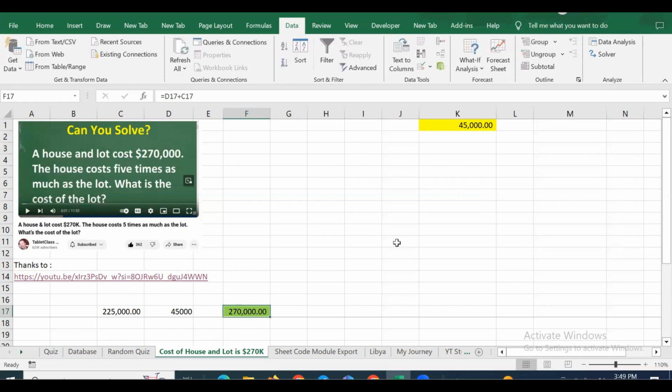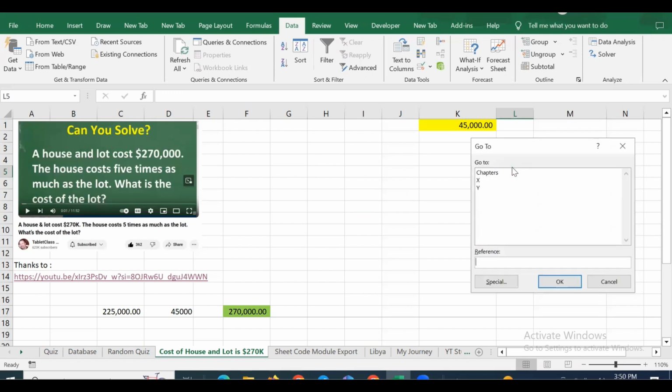The target value has been achieved because we set it to this value, and this is 5 times of the x. Right? Why is it not k1 here? It is only x because we have named it as x. You can name any cell. You select that cell and give it a name. For example, my y. This is y. So now as soon as you want to go to x or y, you can go to X or Y like this.